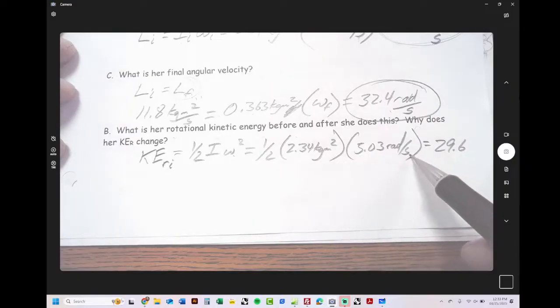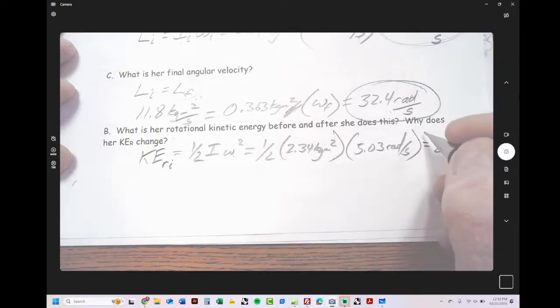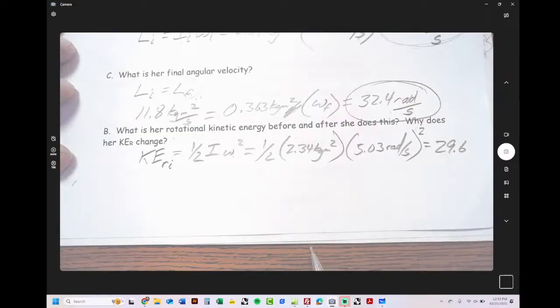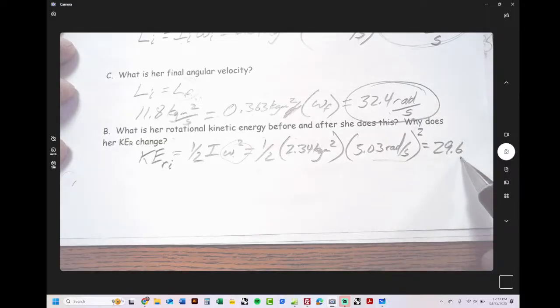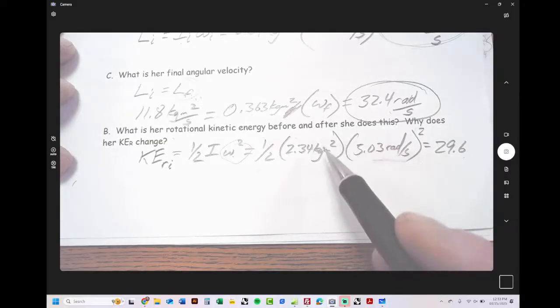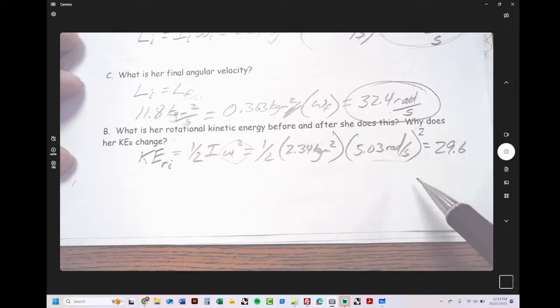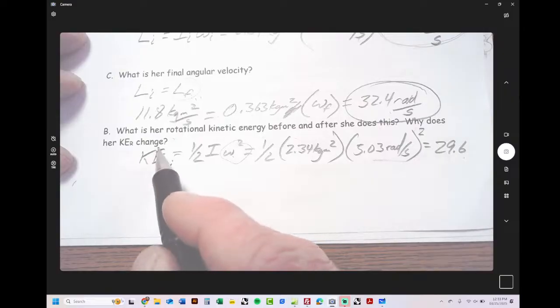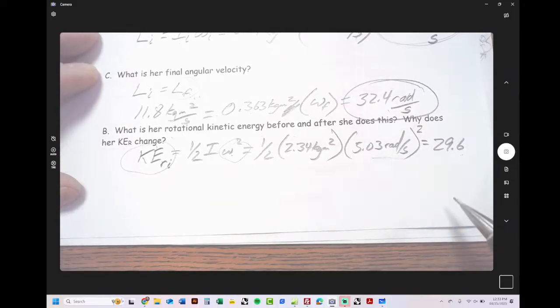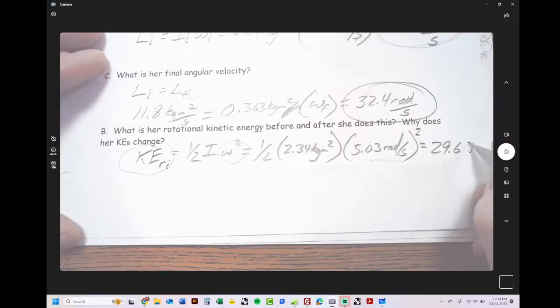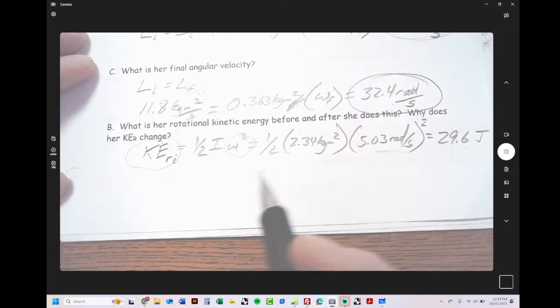Kilograms meters squared per second. Oh wait, sorry, I left something out. Should be per second squared. This omega is supposed to be squared, so we need to square that. That gives us 29.6. But there's another name for kilograms meters squared per second squared. What are we finding? Kinetic energy. What's the unit for energy? Joules.